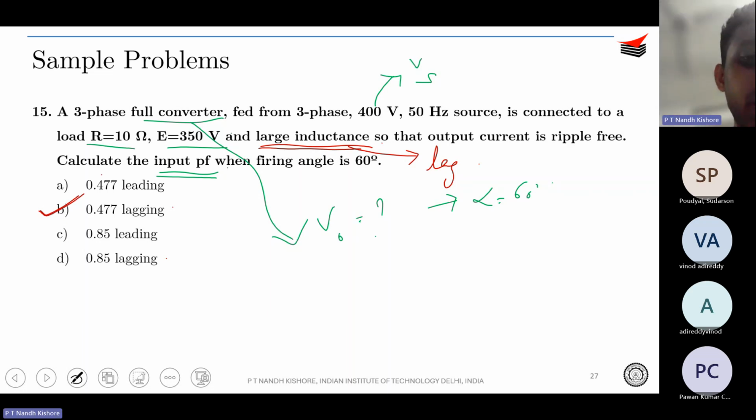Okay. So if you guys see the question, please don't do it like, okay, so we have got all the resources for calculating V naught. Let me calculate V naught. After you calculate V naught, you realize that V naught has nothing to do with your input power factor. Okay. So never make that kind of a mistake.